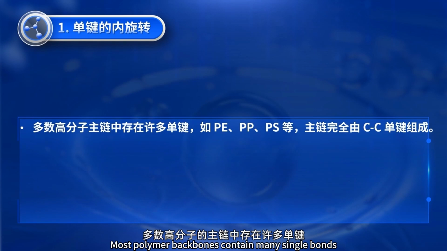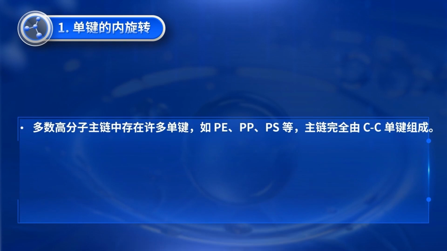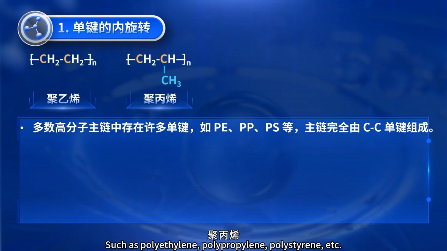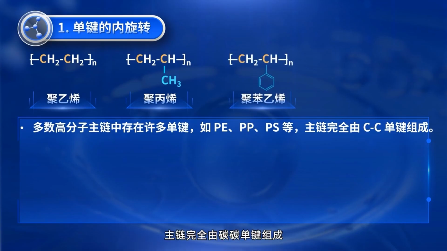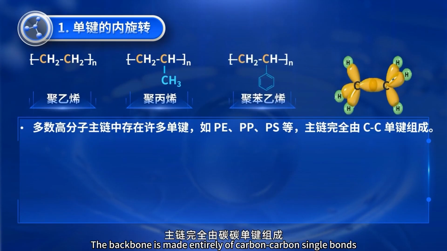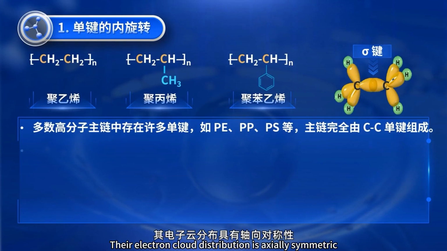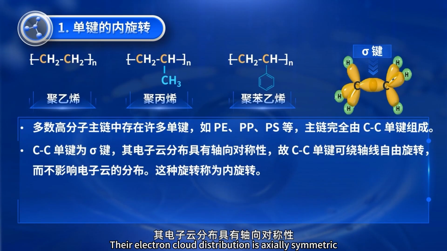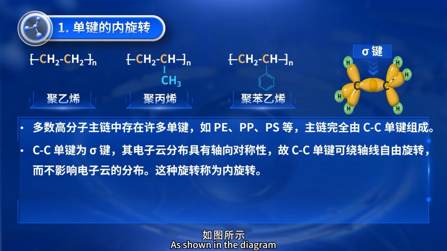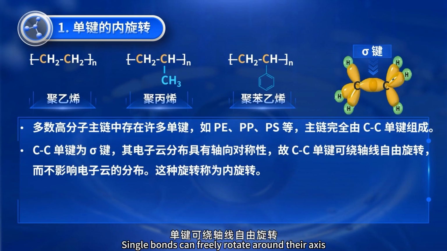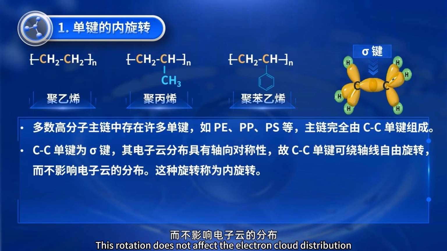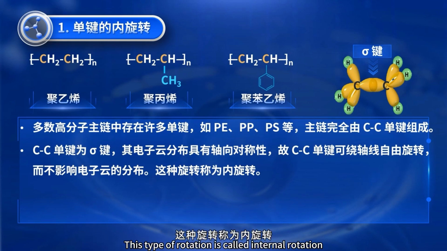Most polymer backbones contain many single bonds, such as polyethylene, polypropylene, polystyrene, etc. The backbone is made entirely of carbon-carbon single bonds. These single bonds are sigma bonds. Their electron cloud distribution is axially symmetric, as shown in the diagram. Experimental evidence shows single bonds can freely rotate around their axis. This rotation does not affect the electron cloud distribution. This type of rotation is called internal rotation.